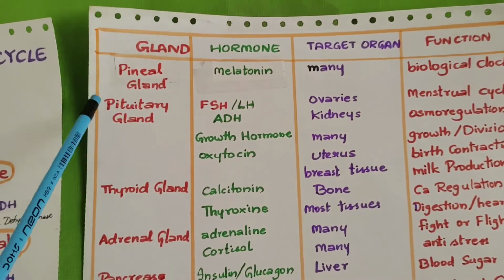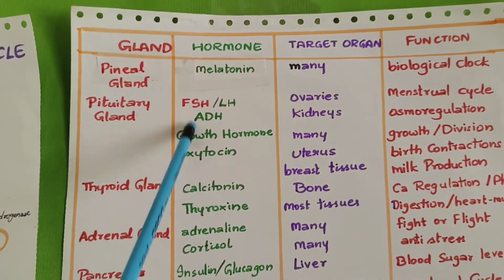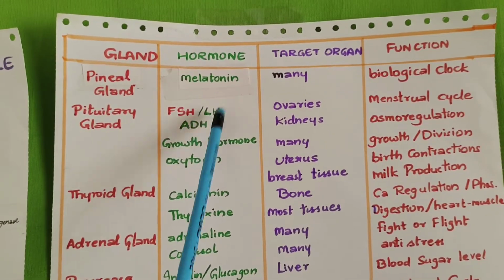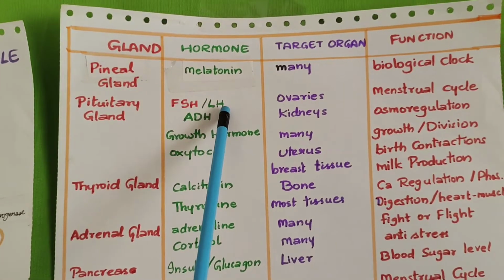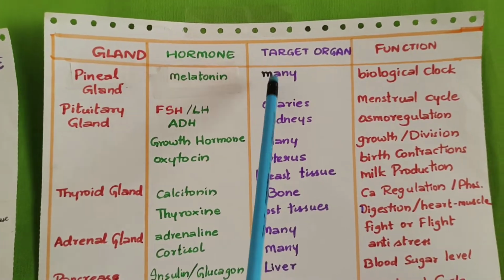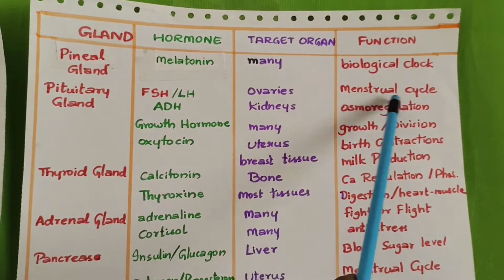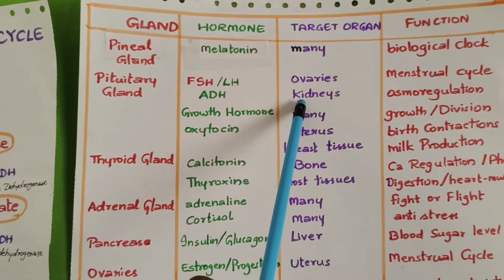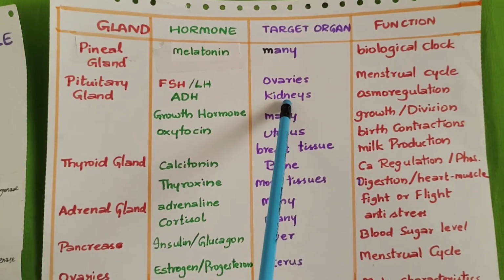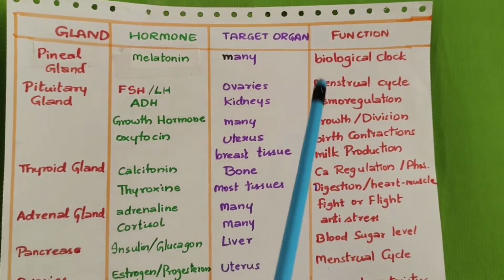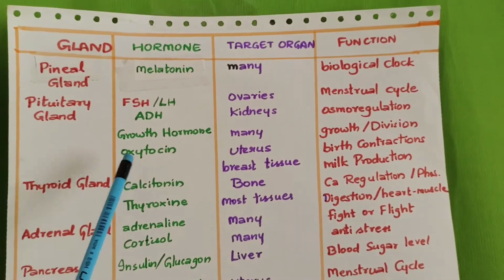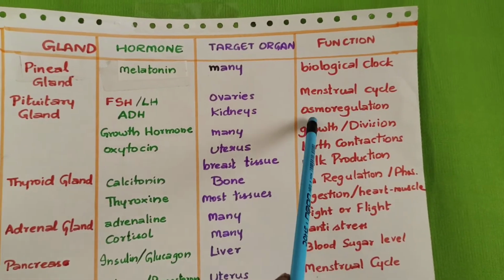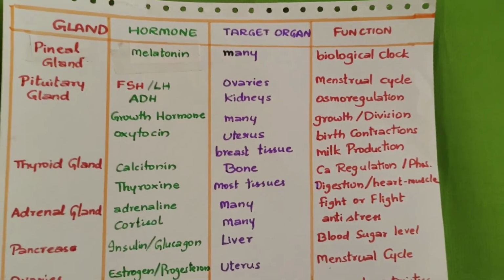Okay, and the pituitary gland will secrete these many hormones, that is FSH and LH. This is follicle stimulating hormone and this is luteinizing hormone, and they target the ovaries, and the function is controlling the menstrual cycle. Then ADH hormone, and the target organ is kidneys, and the function is osmoregulation, regulation of water level in your body. And then growth hormone, its target organs are many because all our tissues need growth, and the major function is growth and cell division.